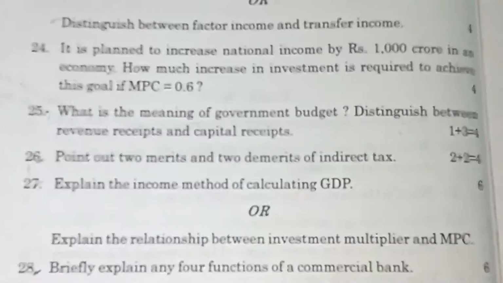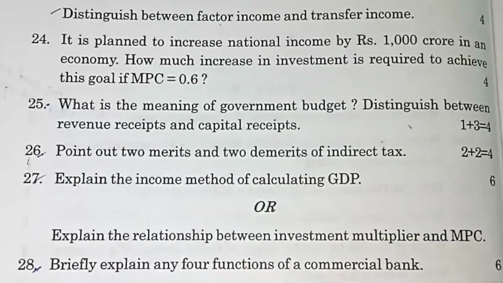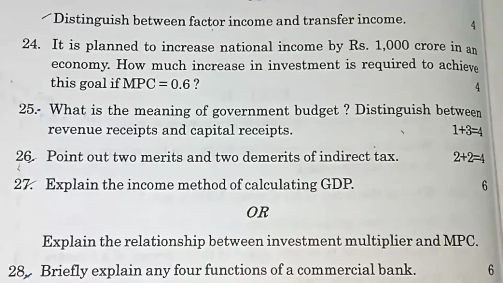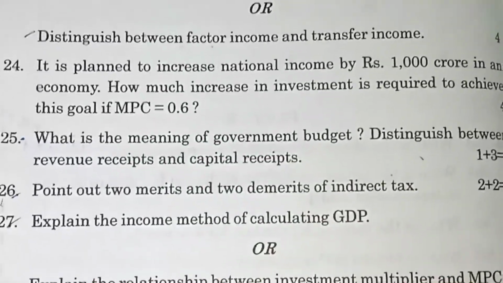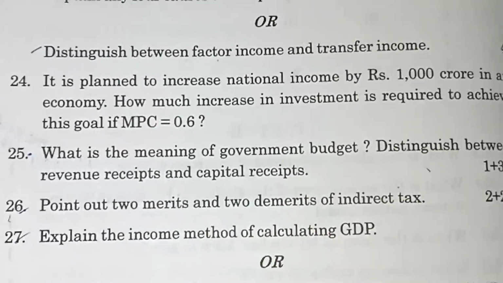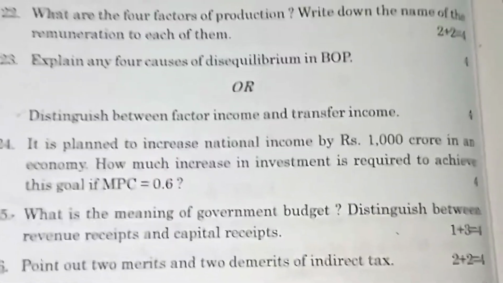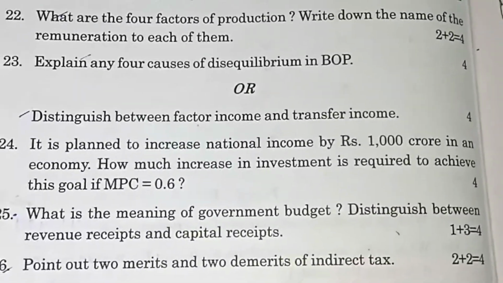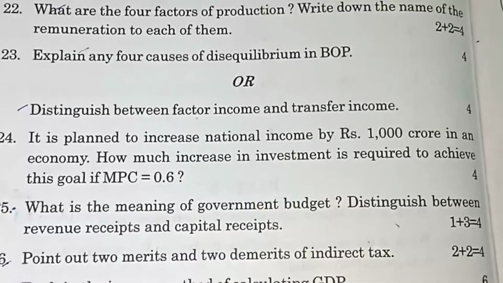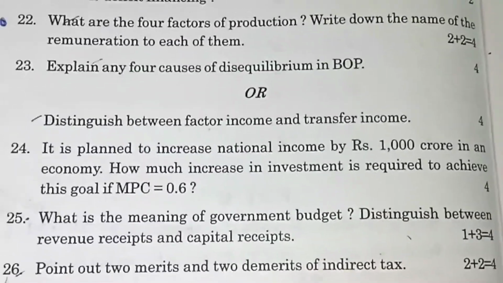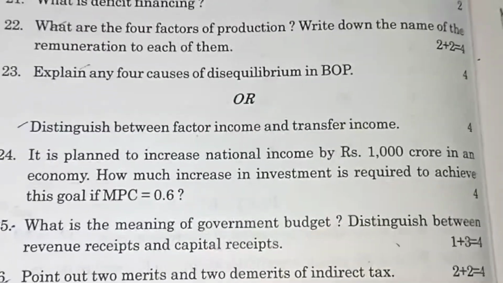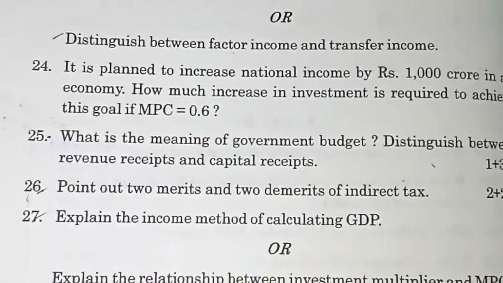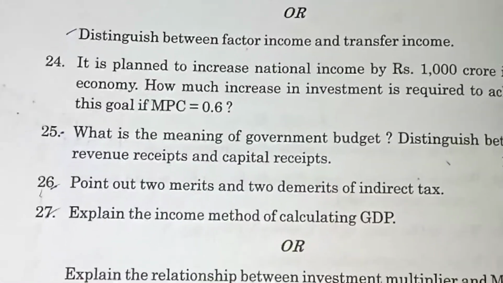What is the meaning of government budget? Distinguish between revenue receipts and capital receipts. Government budget is a statement that shows the estimates of government revenue and expenditure during a fiscal year. In revenue receipts, the government has no obligation to return the amount, but in case of capital receipts, the government has obligation to return the amount of money with interest. This is the difference between revenue receipts and capital receipts. An example of revenue receipt is tax revenue, and capital receipt is borrowing.